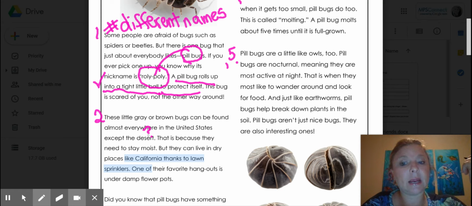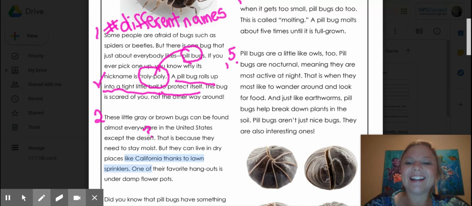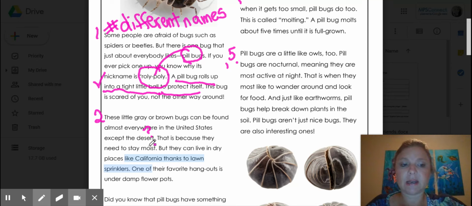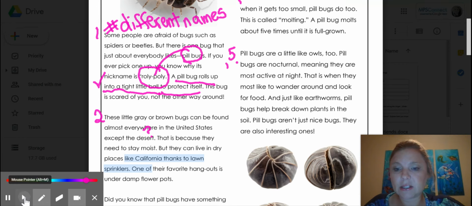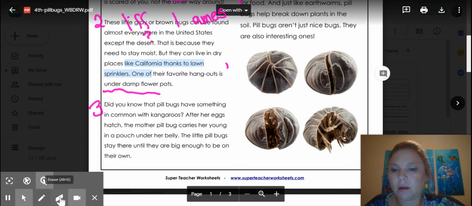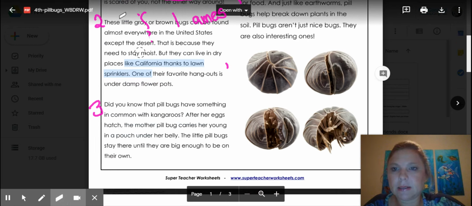That is because they need to stay moist. But they can live in dry places like California or Arizona thanks to the lawn sprinklers. One of their favorite hangouts is under damp flower pots. Well, I guarantee Gavin, when he went outside, he didn't find the roly-poly out in the rocks next to a cactus. He probably did lift up a rock, or he was near our orange trees where we have the drip system, and that's where he was able to find one. Okay, so I'm going to go ahead and move up the next paragraph. I'm going to erase this because it's getting in my way with our reading.